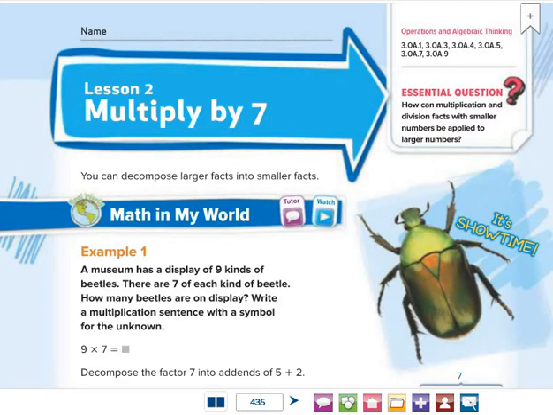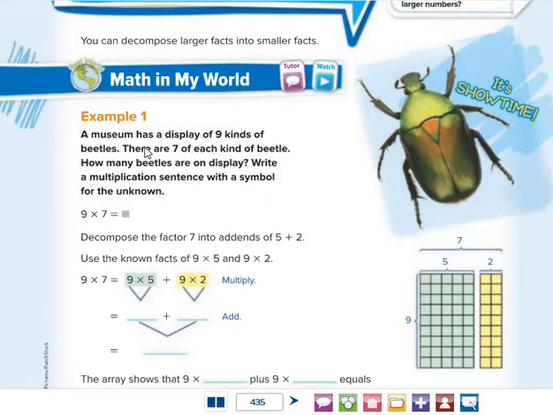So let's start with example number 1. A museum has a display of 9 kinds of beetles, like this one. There are 7 of each kind of beetle. Good. 7 of each kind of beetle. How many beetles are on display? What do you think, grade 3? How can we solve this problem? Will you use division or multiplication? Yes, of course, we will use multiplication.